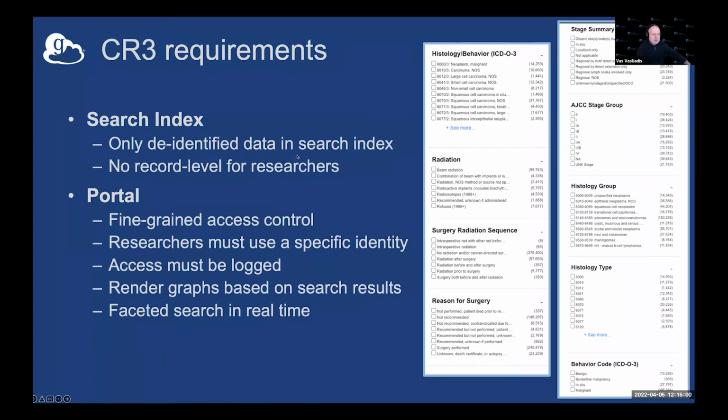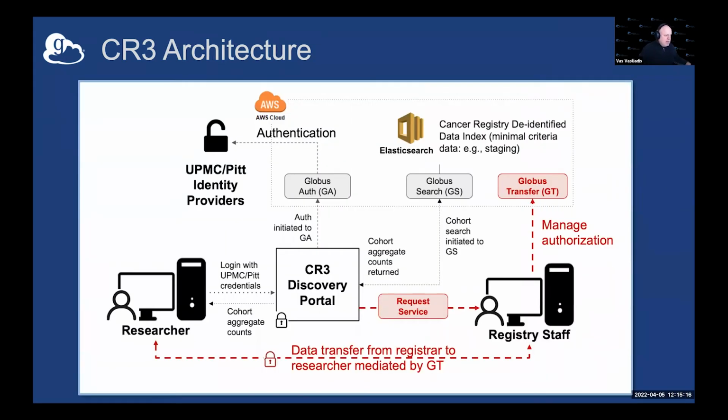You only see aggregates. So you see things like beam radiation, you see total collection counts and things like that. And it's only once you get access to the data that you can obviously get the individual data files themselves. And I won't go into the architecture, it's just a very high-level view.